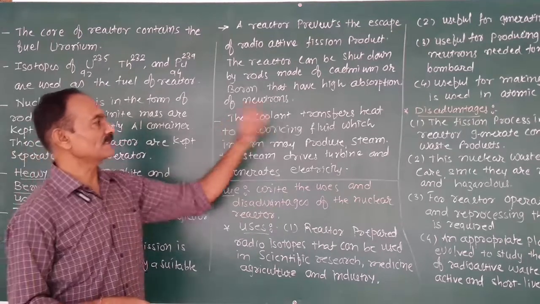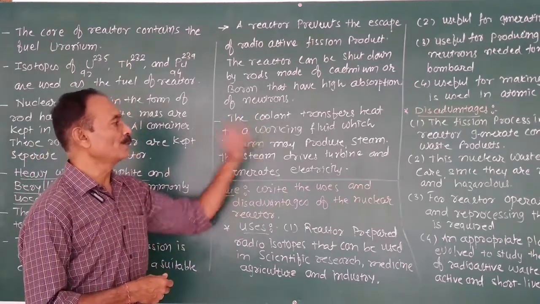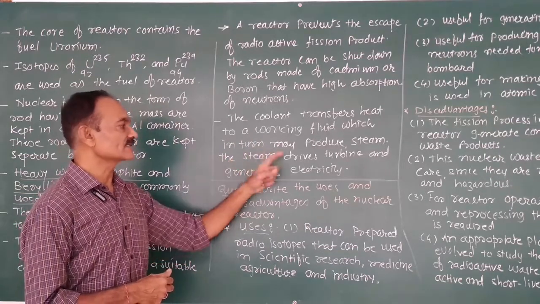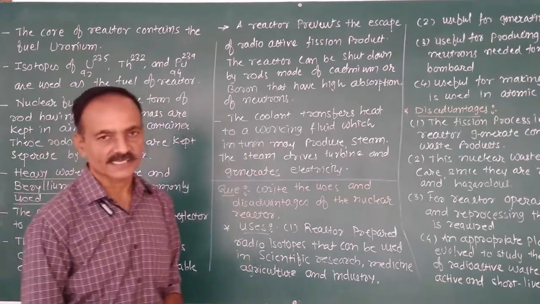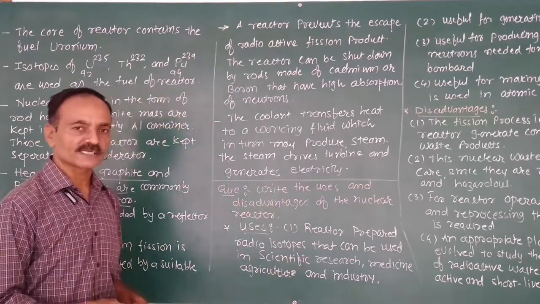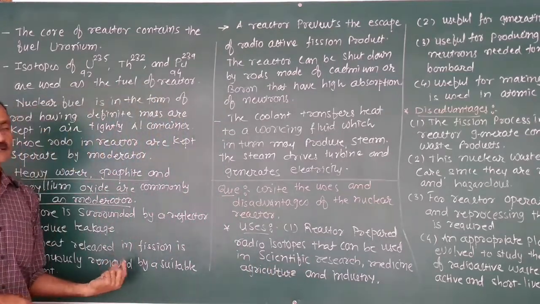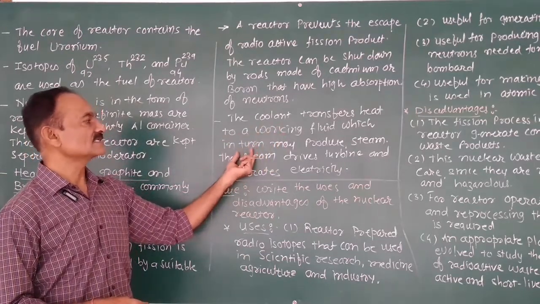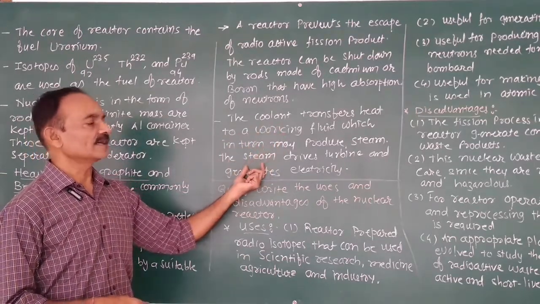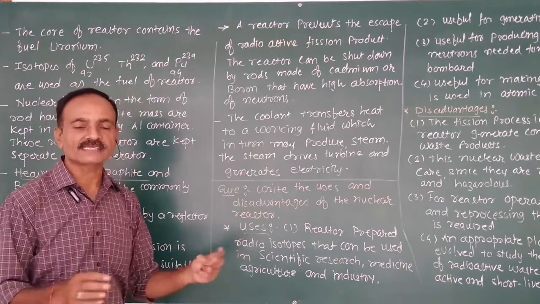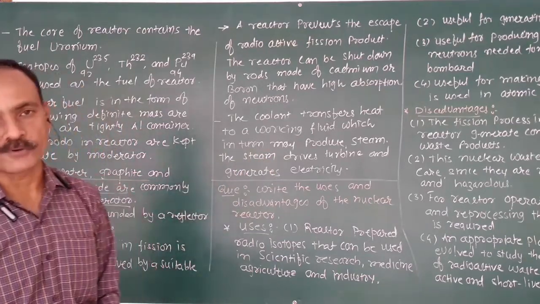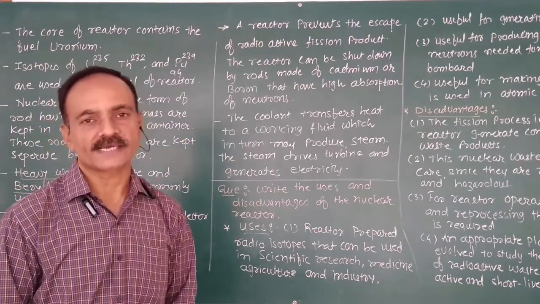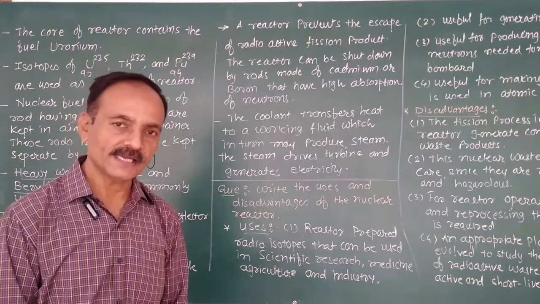The coolant transfers the heat to a working fluid, which in turn produces steam. The steam drives the turbine and generates electricity. The heat is produced in fission in the nuclear reactor. This heat is transferred by the coolant, which drives the turbine, and as a result electricity is produced. So that is the working and also the construction of a nuclear reactor. Clear? Okay.